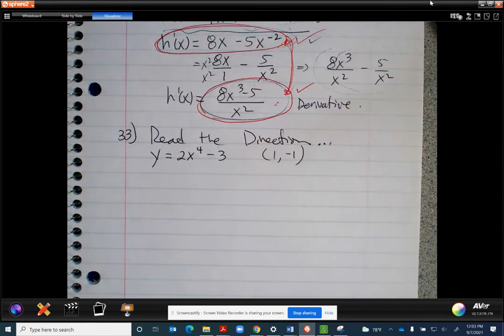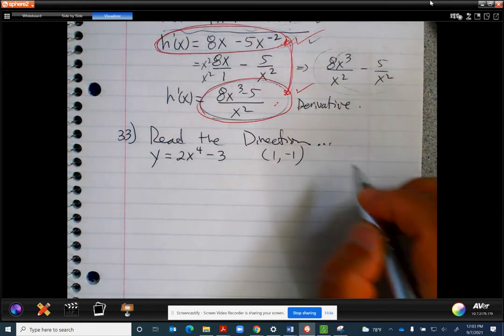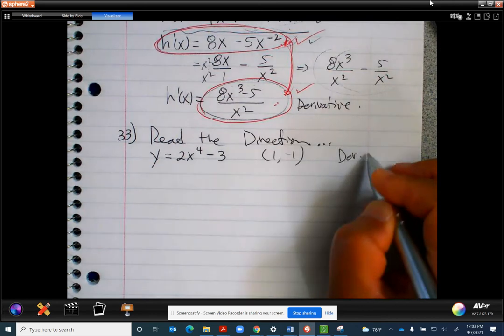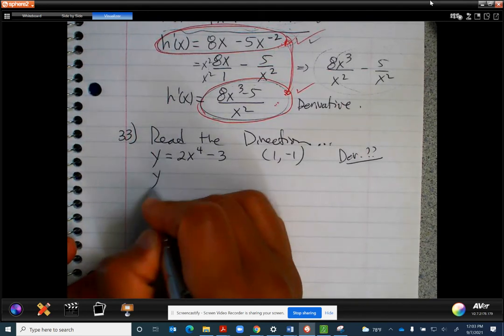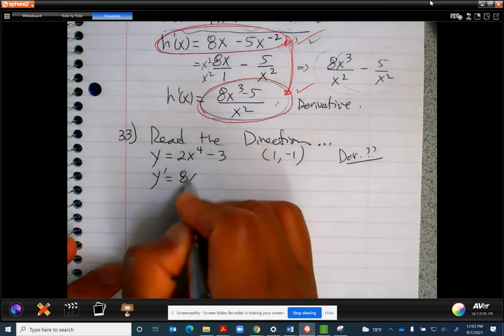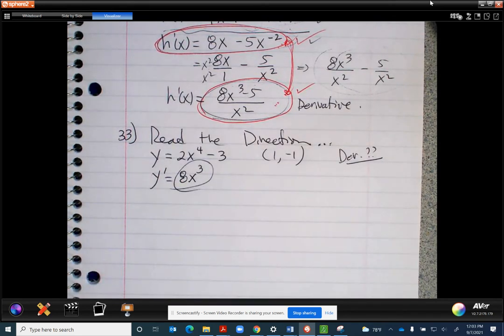All right, now finding the derivative is very easy now. So can you find the derivative? Go ahead and find the derivative. What is your derivative? So y prime is equal to 8x to the power of 3. This is your derivative. Look at how easy that was.